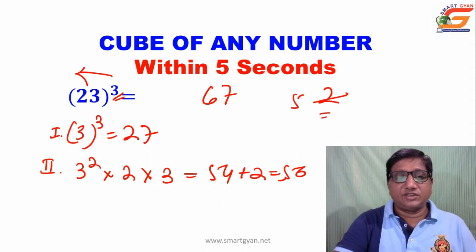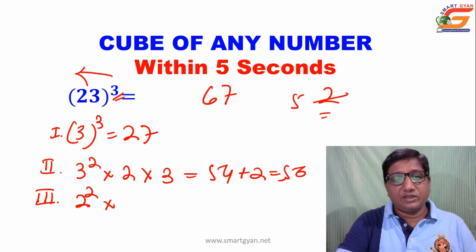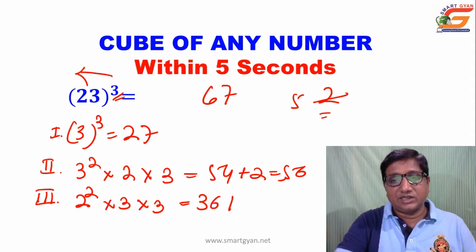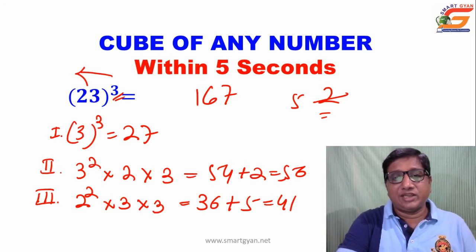This is step 2. Then step 3 is 2 square, that is tens digit square, 2 square into 3, unit digit, once again into 3, that is power. So, this will be 2 square 4 into 3, 12 into 3, 36, 36 plus carry 5 is equal to 41. We will write 1 and carry 4, this 5 is cancelled.